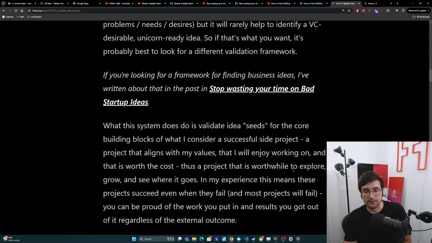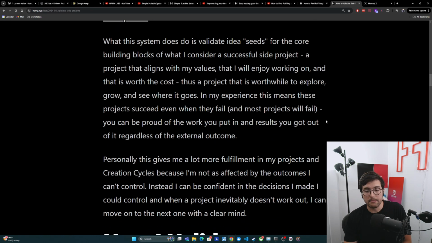of the external outcome. Now, personally, this gives me a lot more fulfillment in my projects and creation cycles because I'm not as affected by the outcomes I can't control. Instead, I can be confident in the decisions I made and that I could control, and then when a project inevitably doesn't work out, I can move on to the next one with a clear mind.